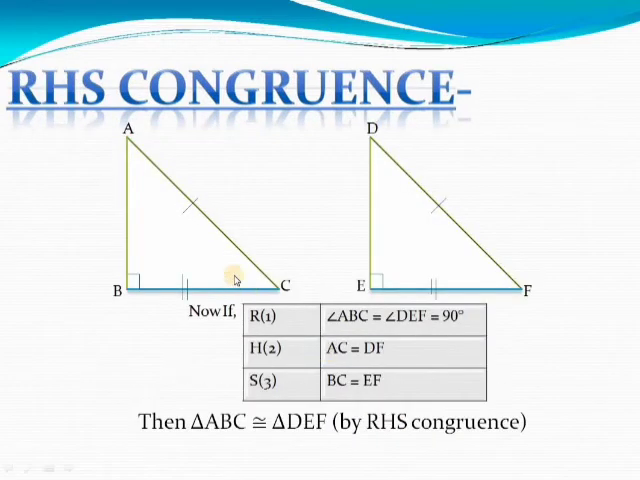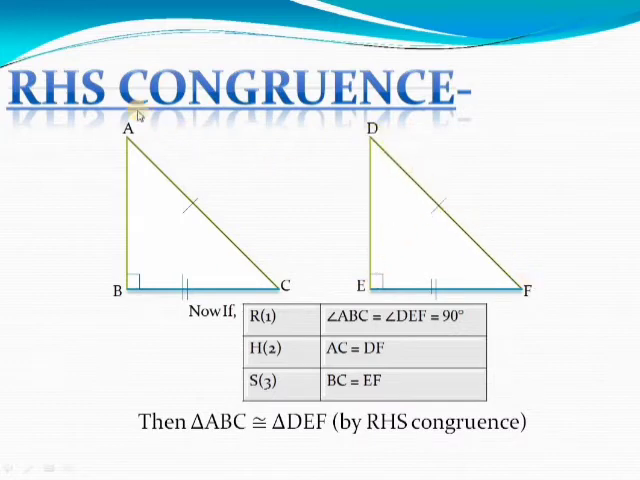Now the last one is RHS congruence. RHS congruence is valid only in right angled triangles, because here R stands for right angle. So you see here you have right angle, 90 degrees, here also you have a right angle. Now after right angle you must have hypotenuse, the side opposite to your 90 degrees. So AC is given to be equal to the hypotenuse DF, isn't it?